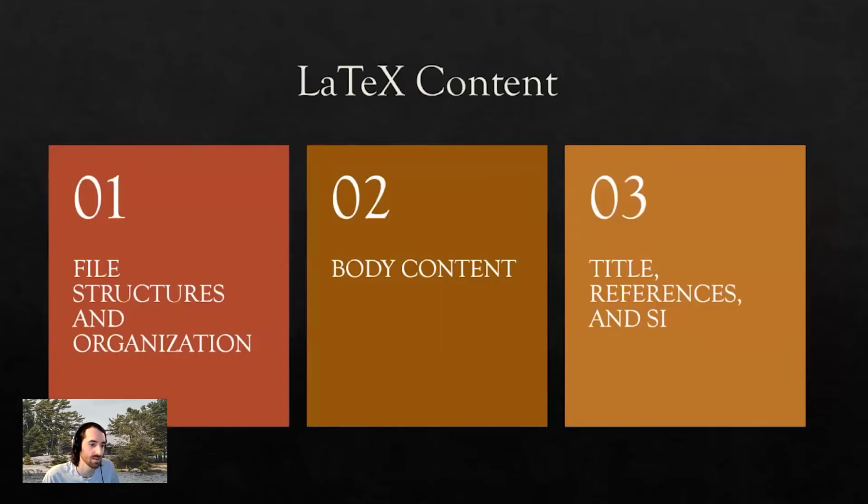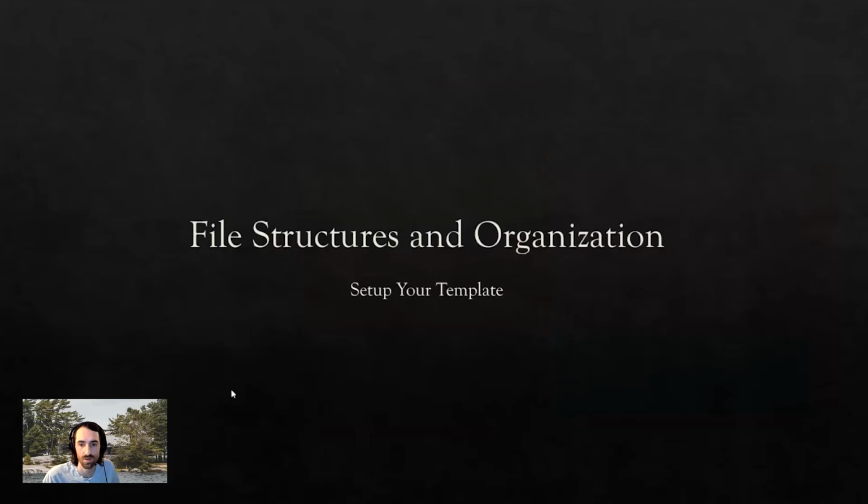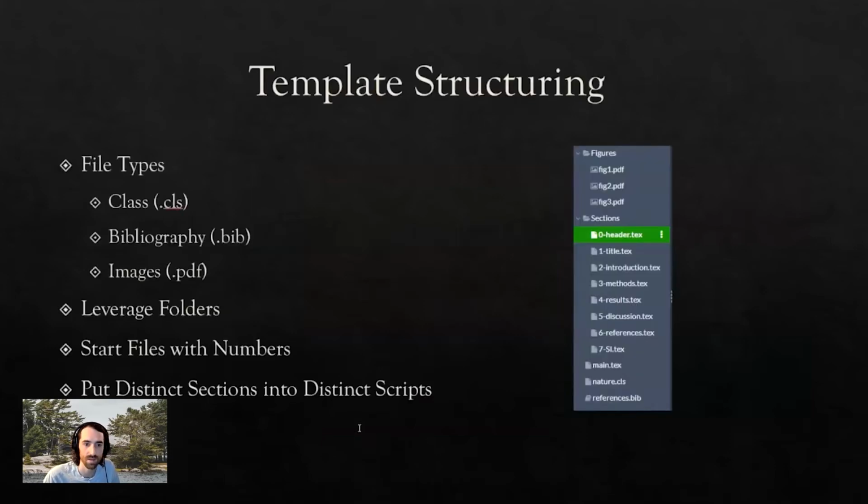As I said, there are three main areas we're going to look at here. We're going to look at file structure, the stuff you're going to be putting in it, the content, and then how we tie it all together with a title page, references, SI, and things like that. First things first, let's look at organizing ourselves so that you don't feel overwhelmed and you don't have a sprawling document where you don't know where something is if you want to return to it in a year's time.